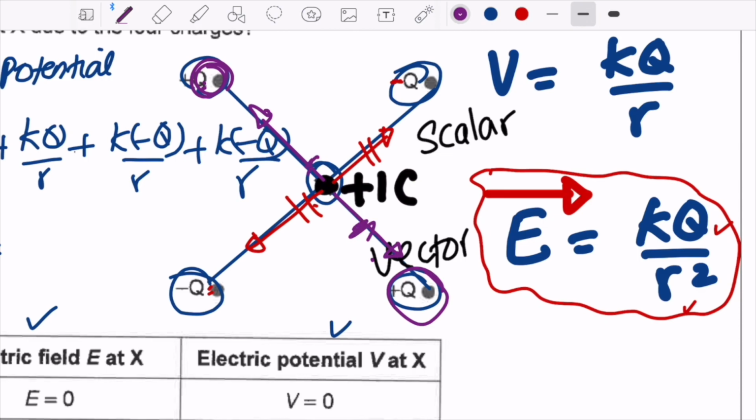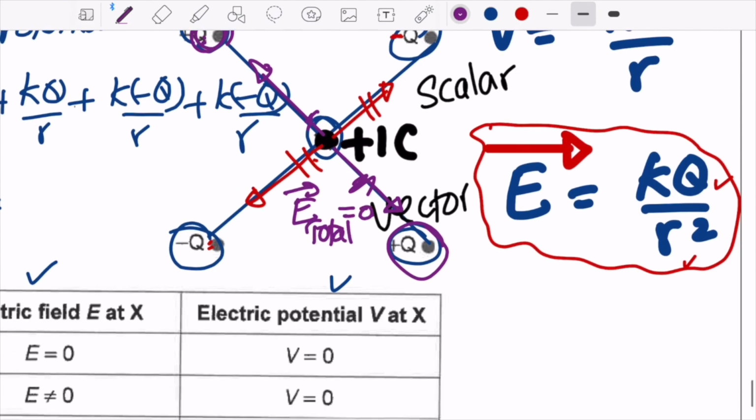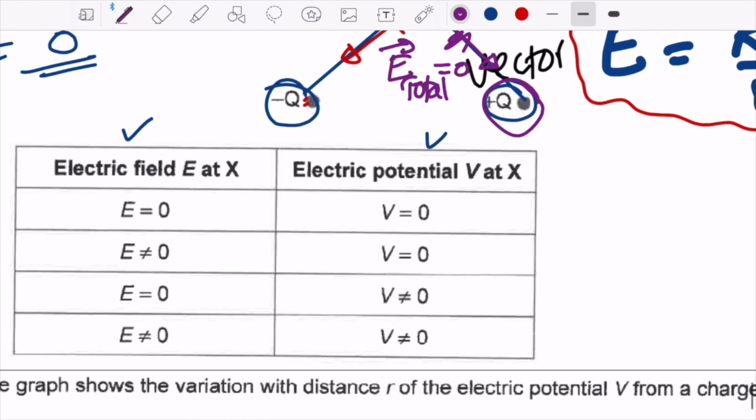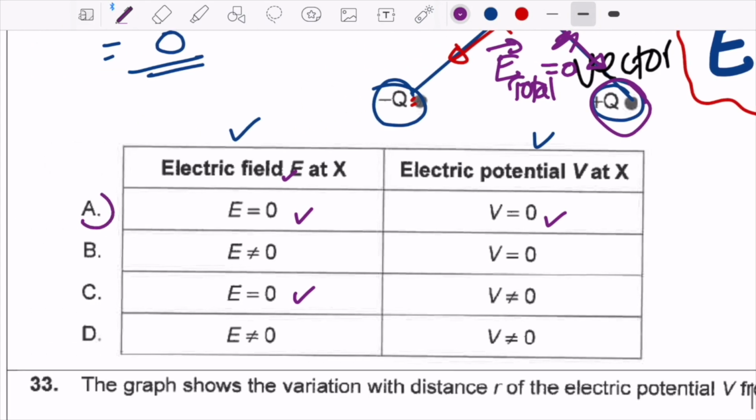So how much is the electric field strength here? E total is 0, no force. So electric field should be 0 and electric potential also should be 0. So the answer is A.